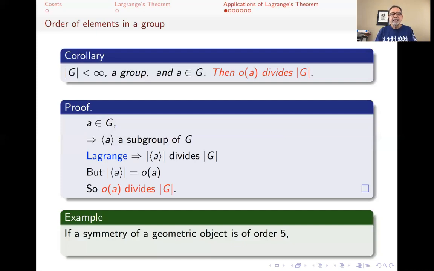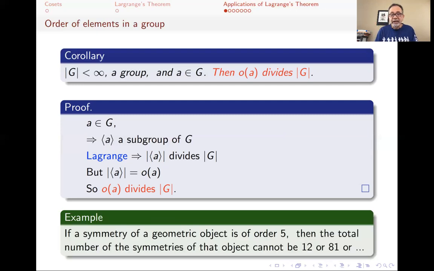Because, for example, it says that if you have some kind of a geometric object and you find one of its symmetries, and that symmetry happens to be order 5, meaning that if you repeat it 5 times, you get the object back where you started, then the total number of symmetries of that object can't be 12, or 81, or 47. It has to be a multiple of 5.